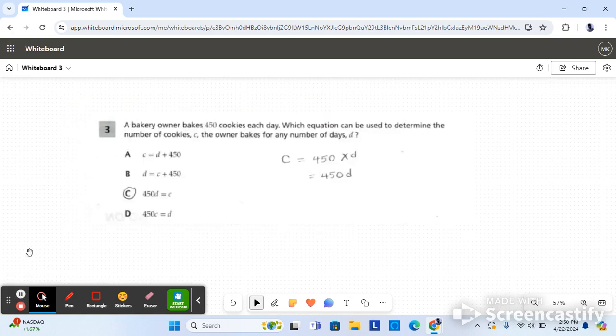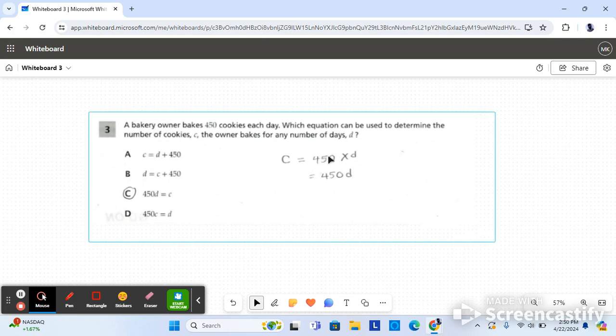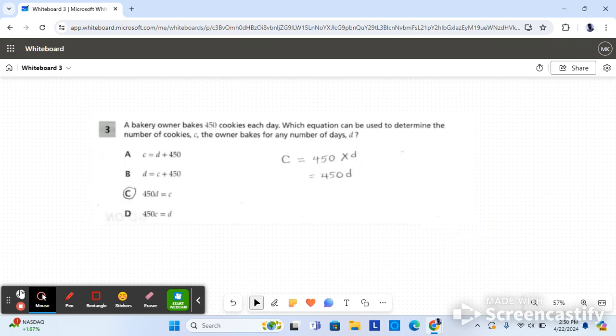So question 3 says, a bakery owner bakes 450 cookies each day. Which equation can be used to determine the number of cookies? The owner bakes for any number of days. So C is the total number of cookies, and to figure out how many he bakes each day, if he bakes 450 each day, you have to do 450 times the number of days. So 450 times D, which is 450D, equals C. So C is the correct answer for question 3.